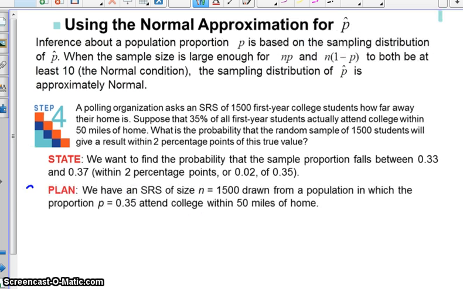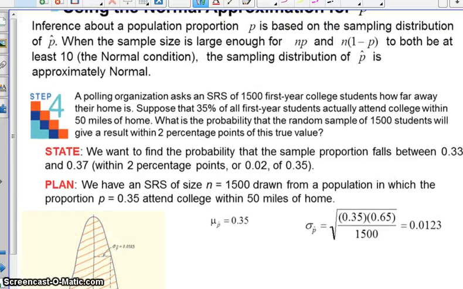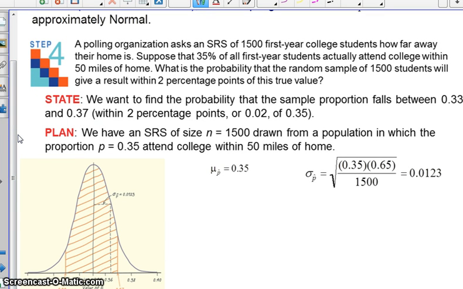Step number 2, let's get into my plan. What am I going to do? Well, here's the information we have. Simple random sample of 1,500, population proportion of 0.35, attend college within 50 miles of home. So we're just listing the information that we know. Now I'm going to think about the situation here. I have this population proportion, so maybe I can use the sample proportions idea. In that case, the mean is equal to my population proportion.